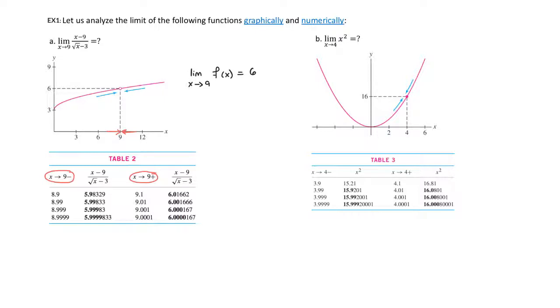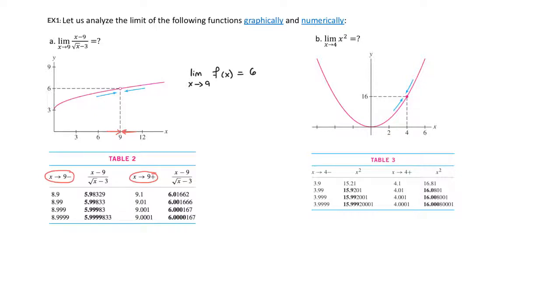If we look at b, now they're talking about the limit, and the function here is x squared as x approaches 4. So if we look at 4, now I have a heavy dot at x equals 4. This is telling me that this function is defined at 4. Fantastic. The limit doesn't care. The function can be defined or undefined at 4. I care about what happens around 4.